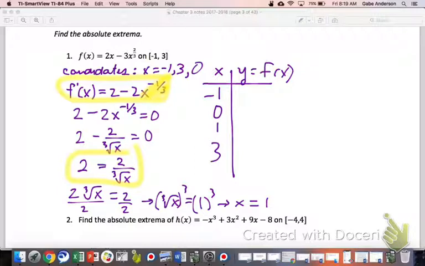In algebra, the only way that we find things not existing is if you do the square root of a negative, or division by 0. So you'd look at that and say, is there any way I might divide by 0? Well, there is, because x to the negative 1/3 is a denominator. It's really 2 over x to the 1/3. So you ask yourself, what would x have to be for that to be 2 over 0?